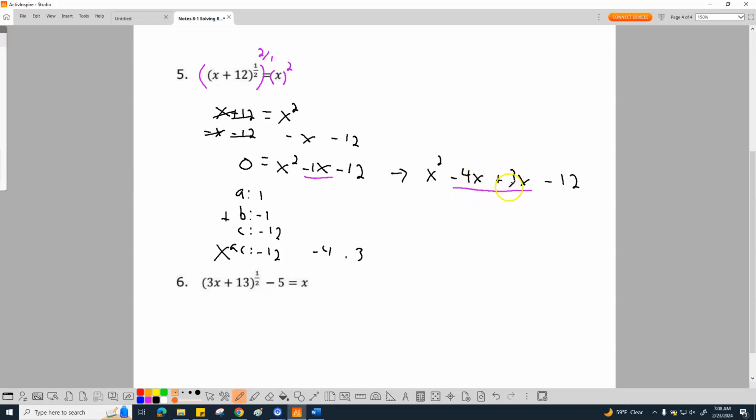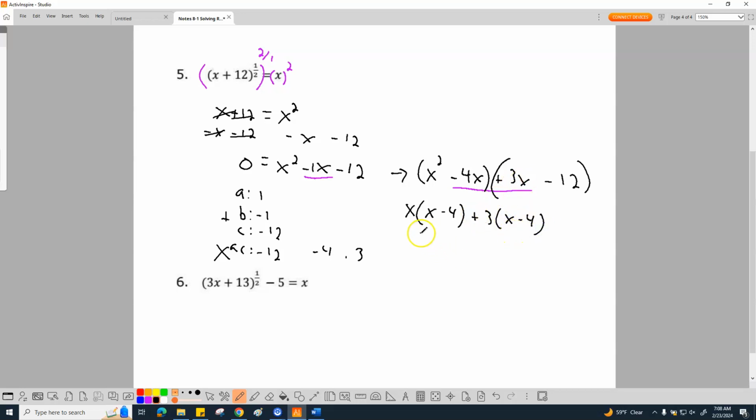Negative 4x plus 3x is negative 1x. They're the same thing. But at this point I'm able to factor by grouping, and that's what I'm looking to do. On this part right here, I can pull out an x, and I end up with x minus 4, which is awesome. On this one, I can pull out a positive 3, and I end up with x minus 4.